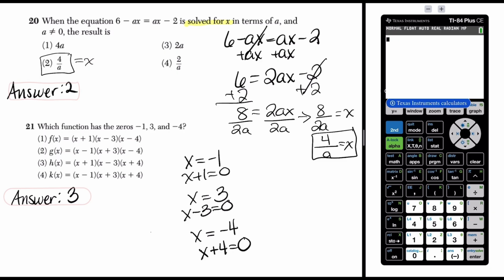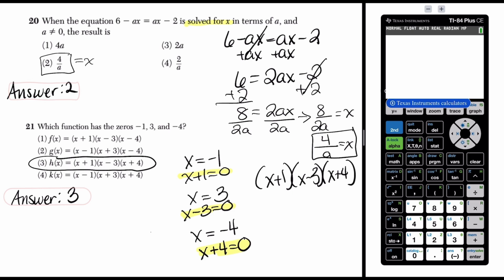So now that I have this, you could figure out, okay, my answer is x plus 1 times x minus 3 times x plus 4. And that would have given us 3. That is one way you can solve this. So hit pause for a minute and jot this down. And now I'm going to give you the other way.